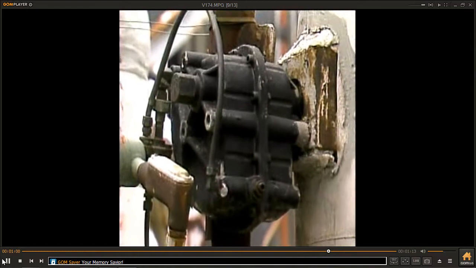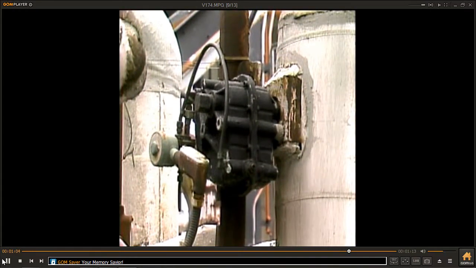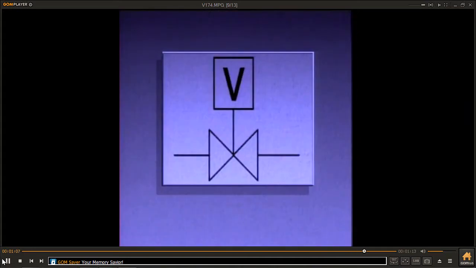Vane actuators, like other actuators, can be spring-loaded or set up with other devices so that a valve will fail in a safe position. On a piping system diagram, a vane actuator can be represented by this symbol.